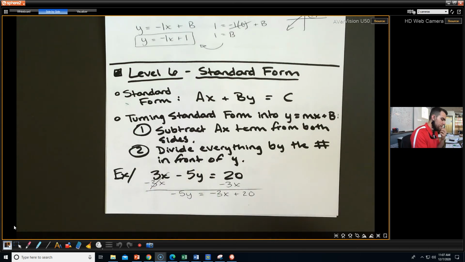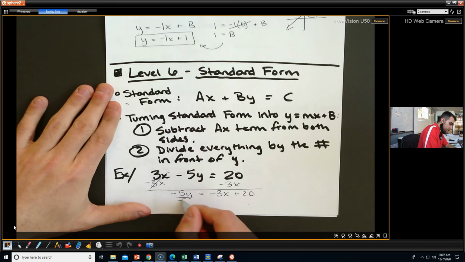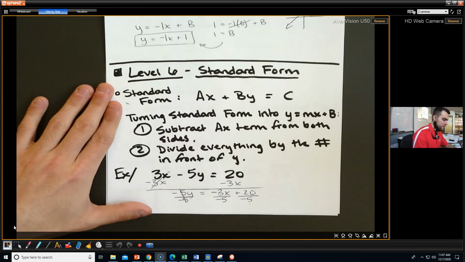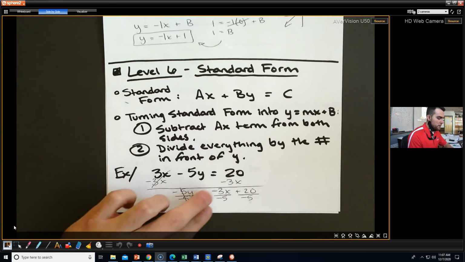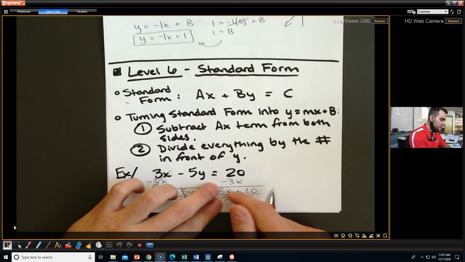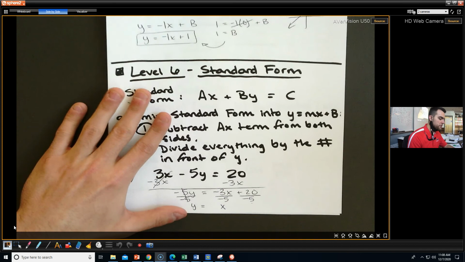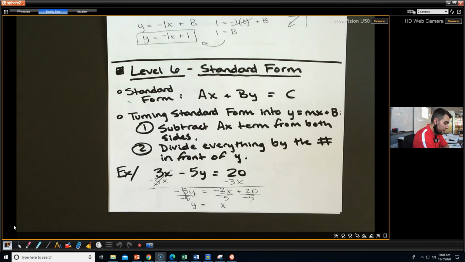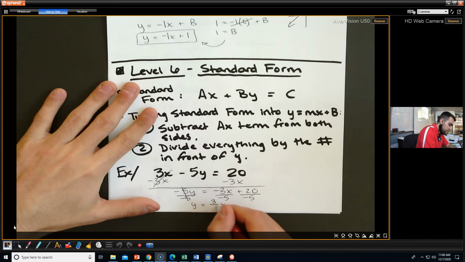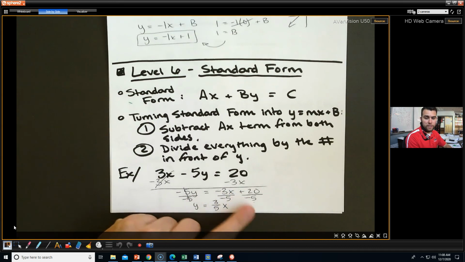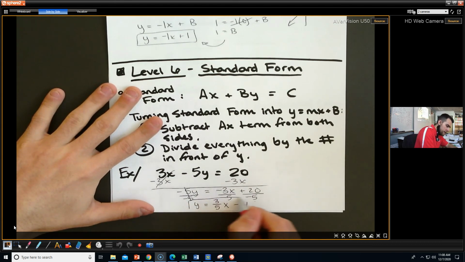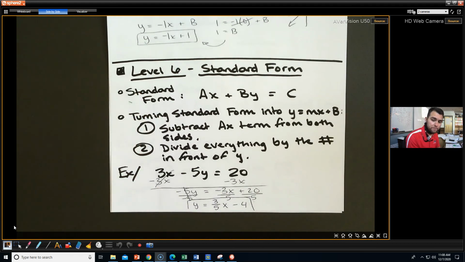The second thing, divide everything by the number in front of y, so divide everything, and I do mean everything, by negative 5. We're going to be left with y equals, well, we have this fraction, and then we have this x. You can just plop your x next to it, and treat this like a fraction if it doesn't divide evenly. We can simplify it a little bit. A negative over a negative is a positive, and it'll just be a positive 3/5. And then we have 20 divided by negative 5. That does give us a negative 4. Okay, so minus 4. And there we go. This went from standard form to slope-intercept form.